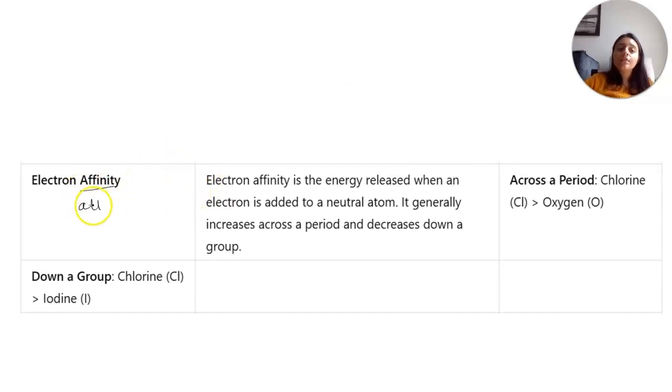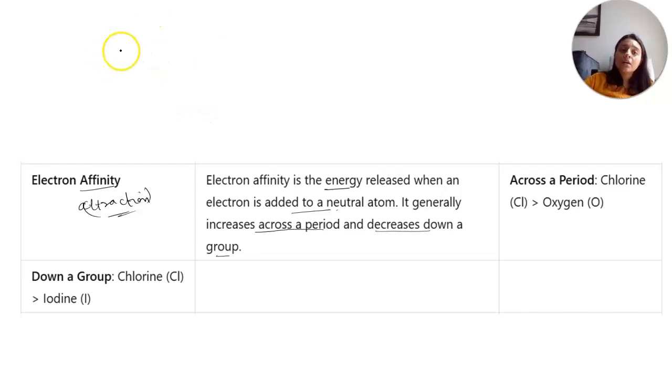Now the third property, that is electron affinity. So electron affinity is termed as electron attraction. Electron affinity is the energy which is released when an electron is added to a neutral atom. It generally increases across a period and decreases down the group. Same thing as that of ionization energy goes with the electron affinity.